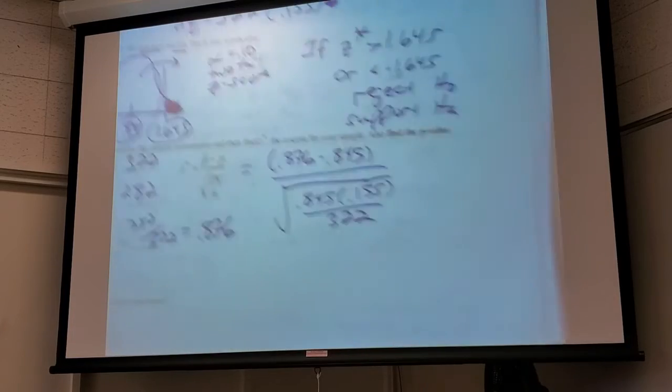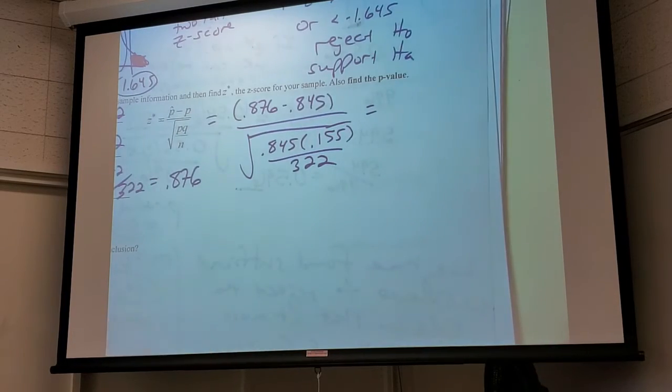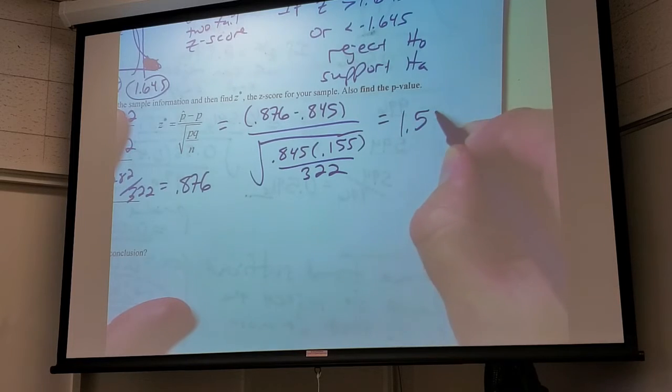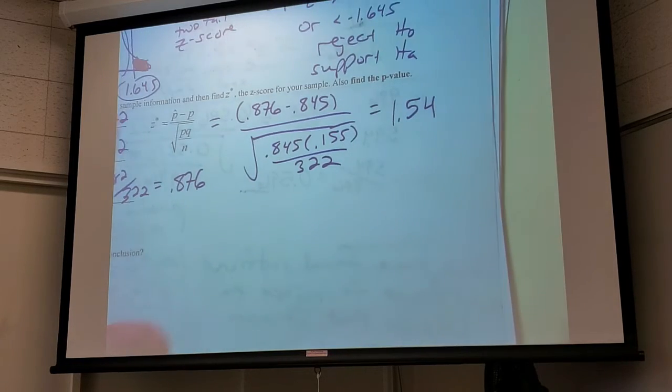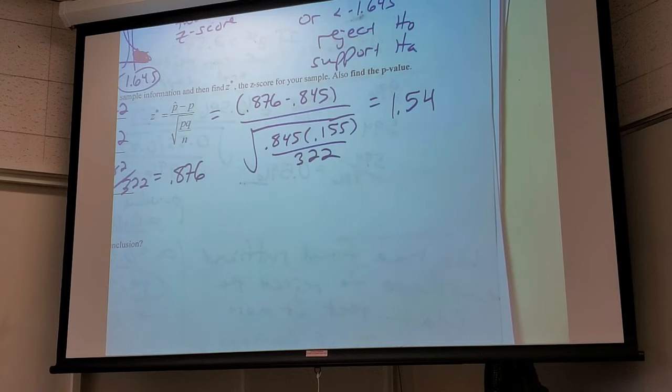So what do you guys get for this? One point five three seven. Say again, sorry. 1.537, is that what you said? 1.54? Do you agree, you would round it there? And of course, why am I rounding there? Because the chart I'm going to use to look up my p-value only goes to two places.